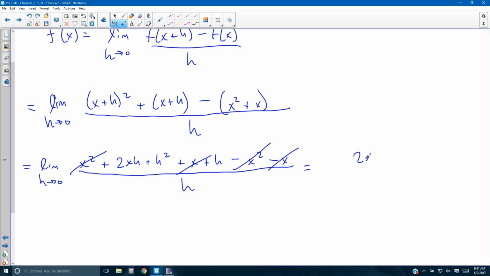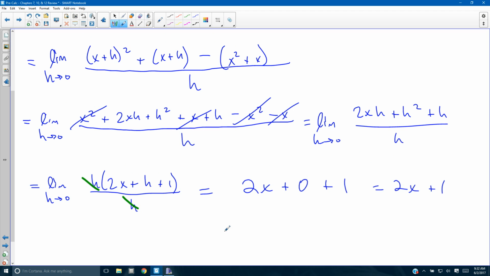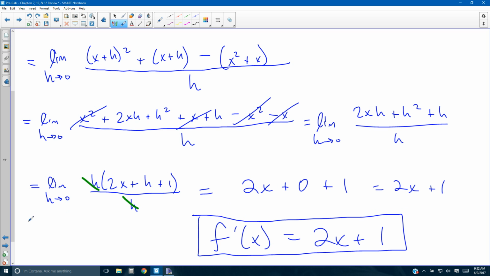So we have 2xh plus h squared plus h, all divided by h here. Common factor of h exists in every term here. Let's factor it out. That's h times 2x plus h plus 1, all divided by h. Common multiple of h cancels on top and bottom here. Now we can substitute 0 in for h, now that we are no longer dividing by 0 in that case. 2x plus 0 plus 1 is 2x plus 1. So the derivative function is 2x plus 1 for y equals x squared plus x. 2x plus 1, and that is correct there.